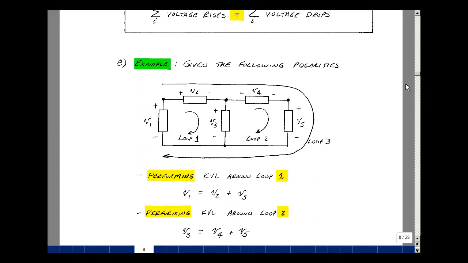Here I have 5 elements. I'll assign voltages V1, V2, V3, V4, and V5, and I'll later show you how to pick these. How many paths or closed loops do we have? Well, there's one here. There's one here. And there's one around the outside.